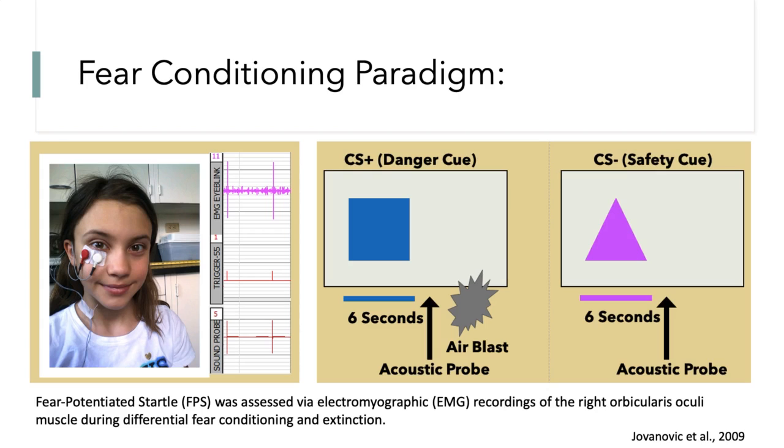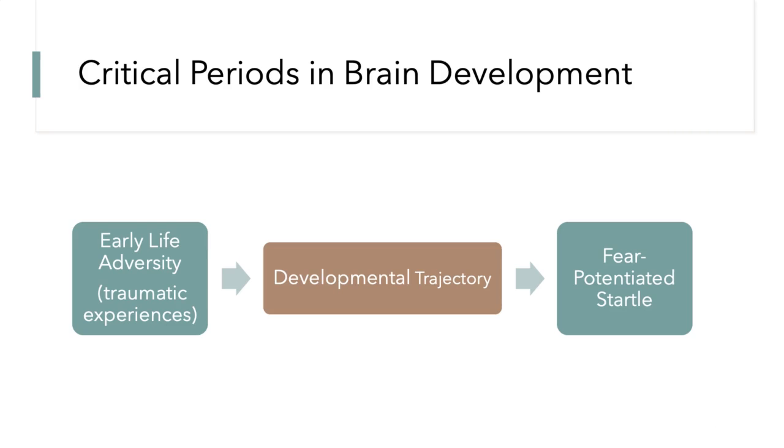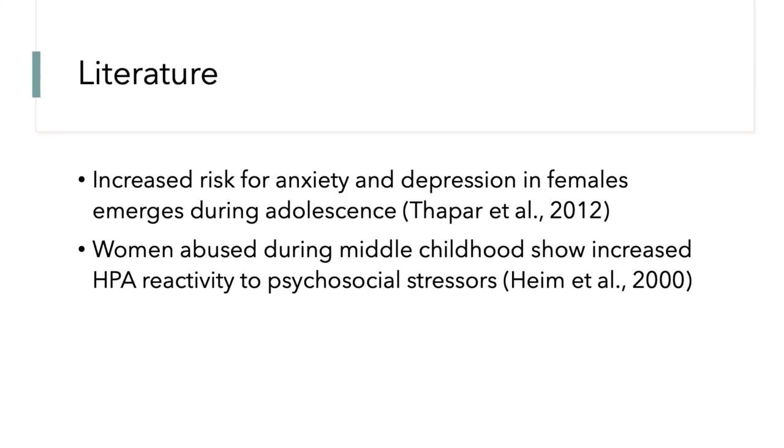On the left, you can see how the eye blink responses are recorded and how they come directly after the sound probes. While studies have shown an association between early life adversity, such as traumatic experiences, and fear potentiated startle, the developmental trajectory of this relationship is less understood. We know that fear conditioning paradigms have shown that fear potentiated startle is a common biomarker of anxiety disorders.